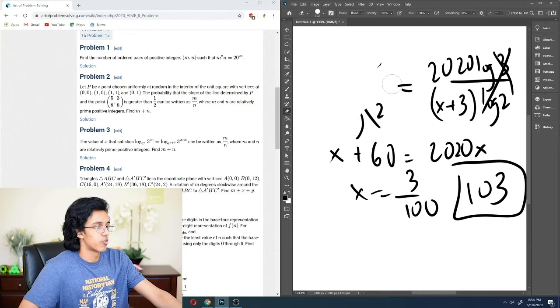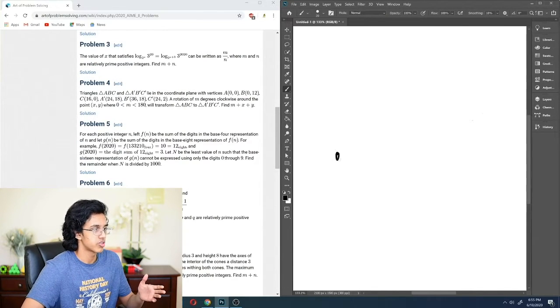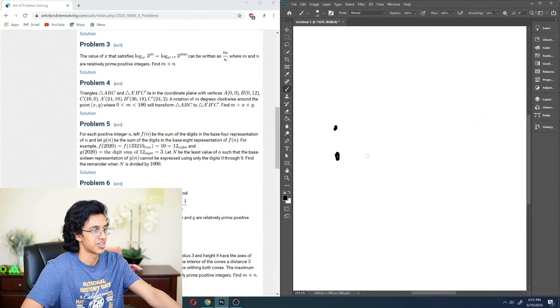Let us move on to problem 4. Alright, so basically this one is you start with triangle ABC, which is (0, 0), (0, 12), and (16, 0). Probably should have left more space for this. Actually, yeah, let's leave more space for that. So let's say it looks like that.